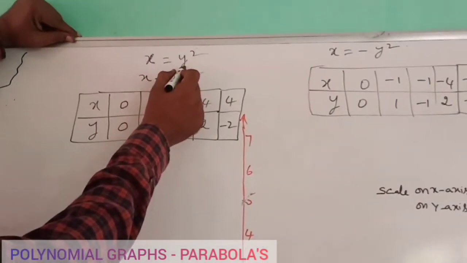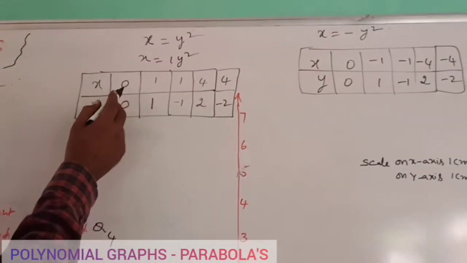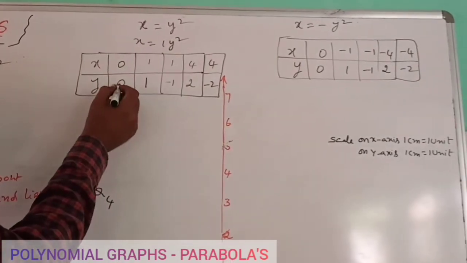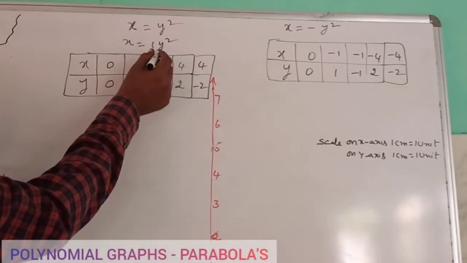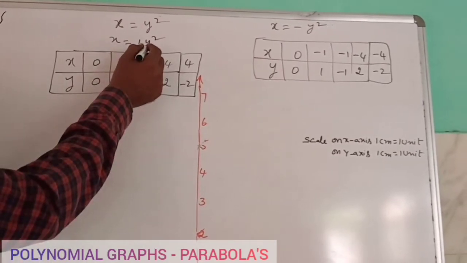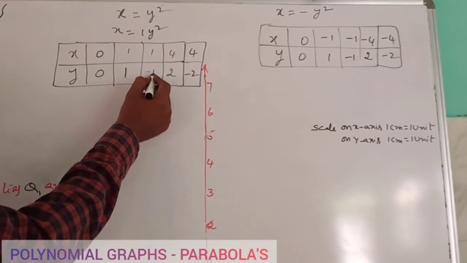X equal to y square, means m equal to 1, which is a positive value. Here, for this one, we directly take the y values. Y equal to 0, 0 square means x equal to 0. Y equal to 1, 1 square means x equal to 1. Y equal to minus 1.